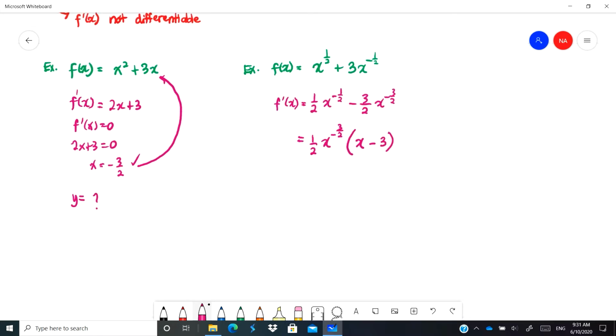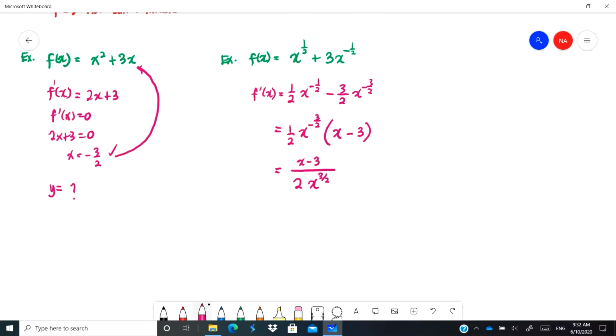If we rewrite this in the form of x minus 3 over 2 x to the power of 3/2, we note that f prime of x equals 0 if and only if the numerator becomes 0. When will f prime of x become 0? When x is equal to 3. So x equal to 3 is a critical point.